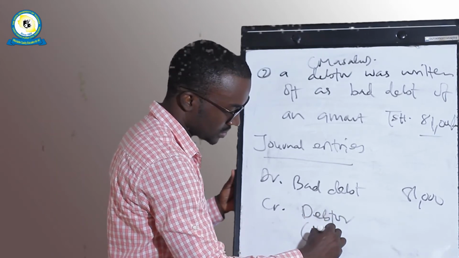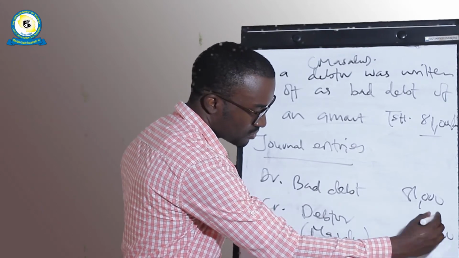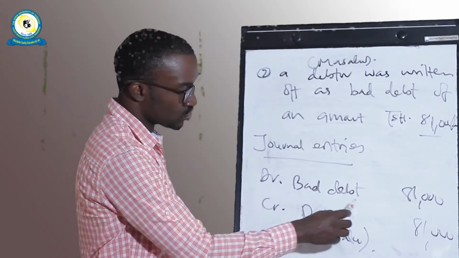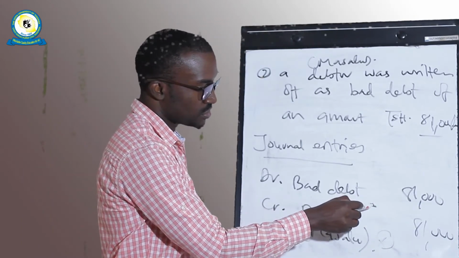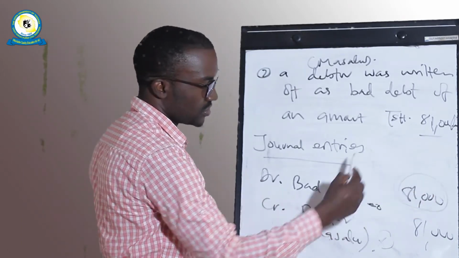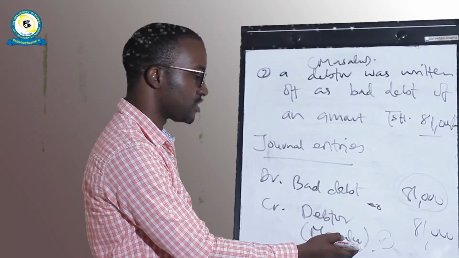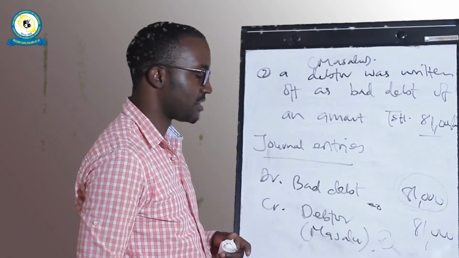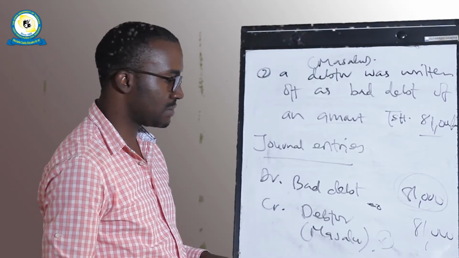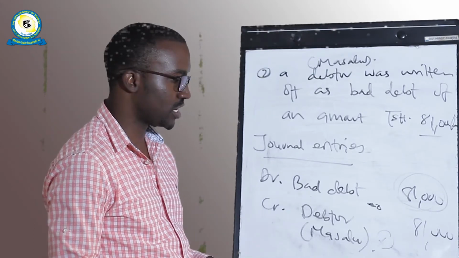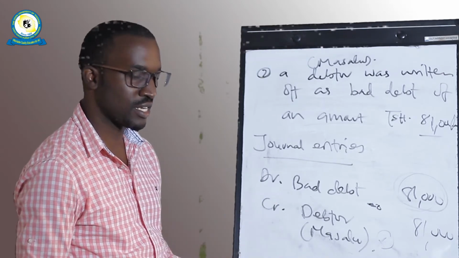Our debtor, Masaru, of an amount 81,000. By doing so, our debtor account is going to be written off. Then you're going to have an expense of bad debt of this amount, because you've written off a bad debt, which means you've incurred an expense. But from the accounting point of view, we normally write off this bad debt from the provision, because before you come up with the bad debt, you have to set aside a certain provision.